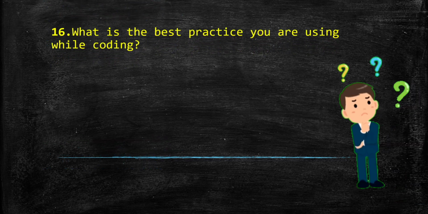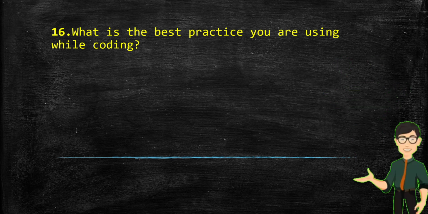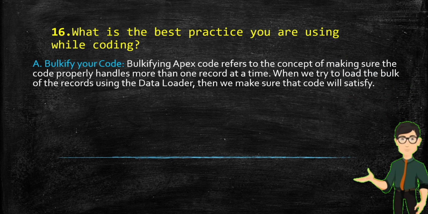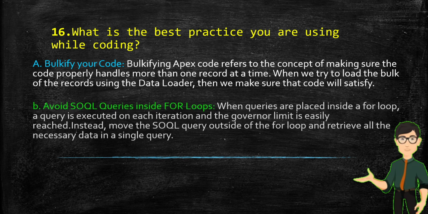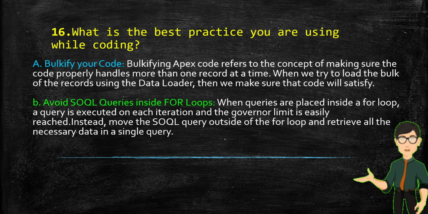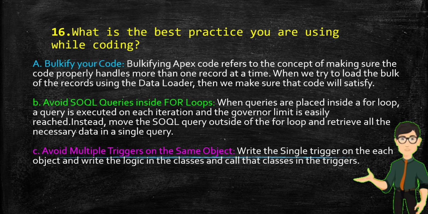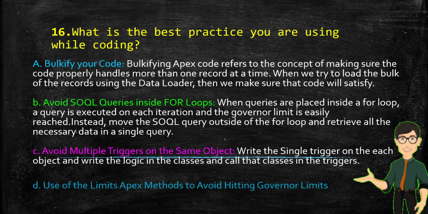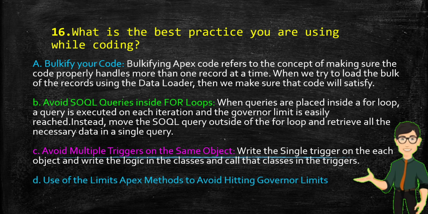And the last one: what are the best practices you follow while coding? Bulkify your code, avoid SOQL queries inside the for loop, avoid multiple triggers on the same object as we discussed previously, use the Limits Apex methods to avoid hitting governor limits, and avoid hard coding IDs. These are the best practices you can keep in mind while coding.